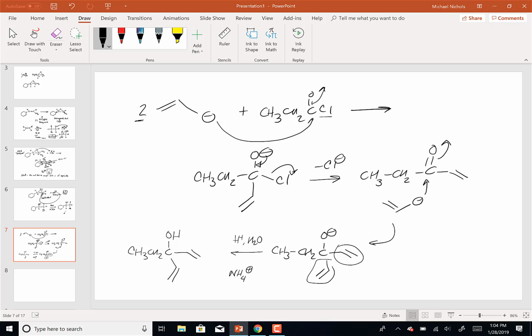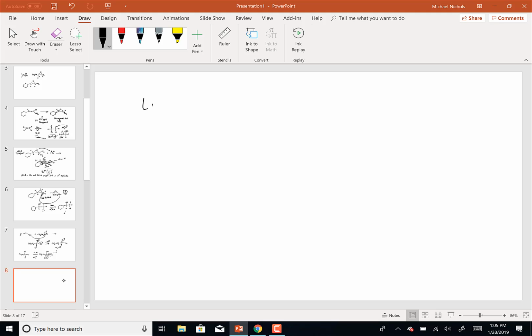Can we do B on the front side? Okay, so B on the front side. We're going to talk about the mechanism of that in a couple months. But here's what happens when you use lithium aluminum hydride with the carboxylic acid.